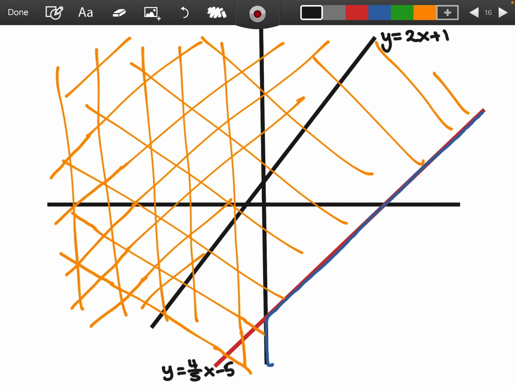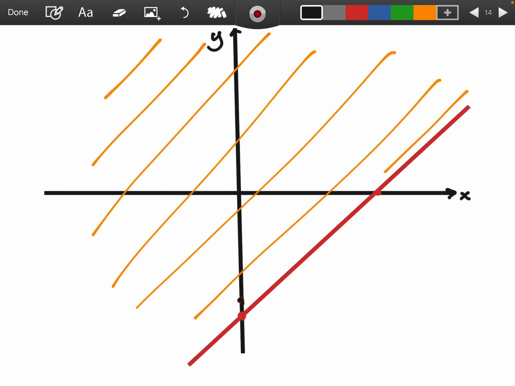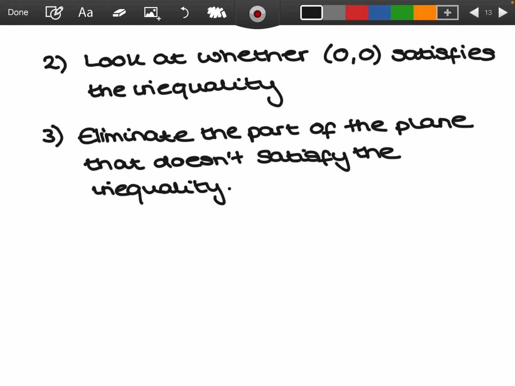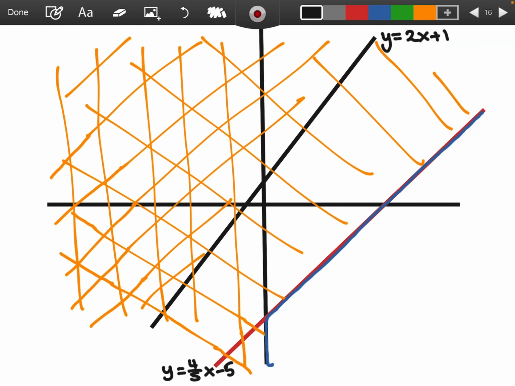Anything that doesn't satisfy an inequality has been scratched out. So you have to scratch out multiple things here. We scratched out above the line of y is equal to 2x plus 1. We scratch out above the line of y is equal to 4 over 5x minus 5. And you can see that that is exactly what we had from our previous graph. So I had that for that one and that for the other one, and I've put it all together onto one plane. Okay. And we also have to scratch out anything where x is less than 0. So anything on the left of this plane also needs to be scratched out.